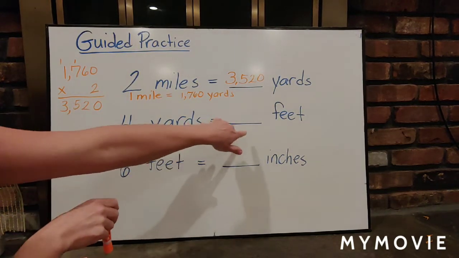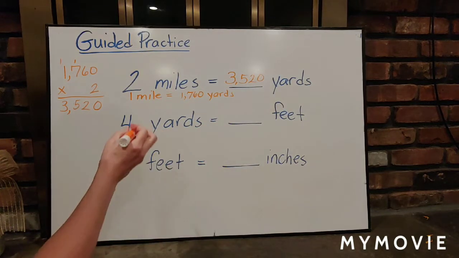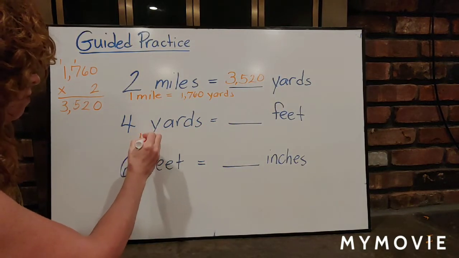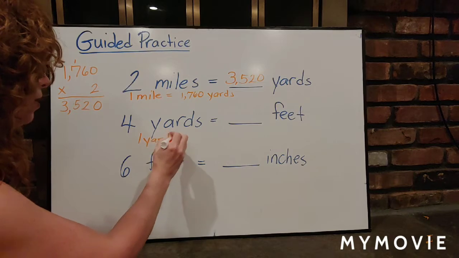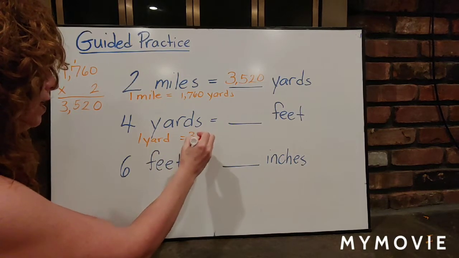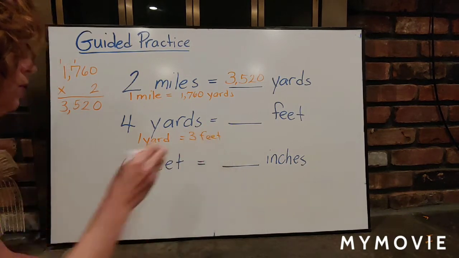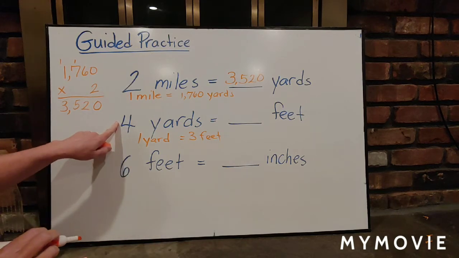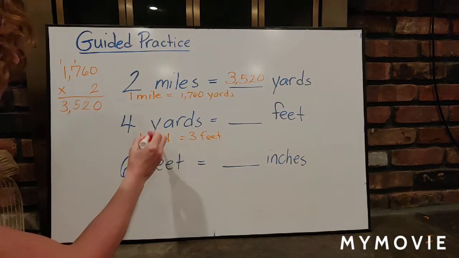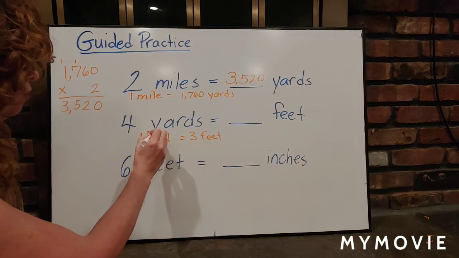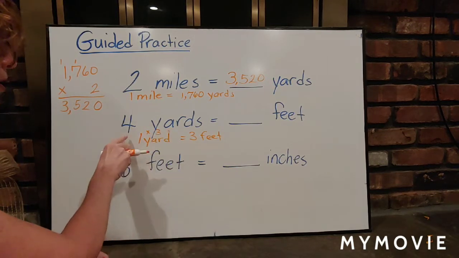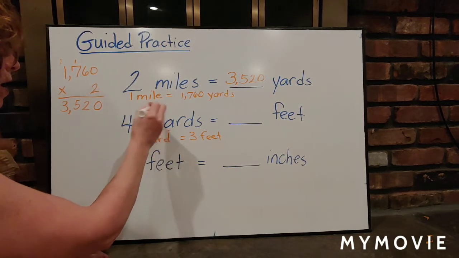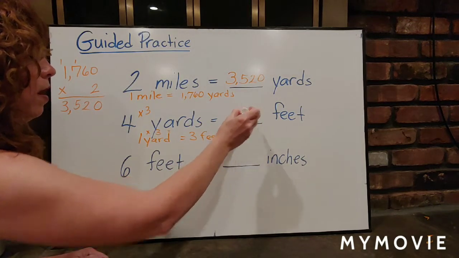4 yards equals how many feet? Well, 1 yard, if you remember from our solve and share, equals 3 feet, which means we'd have to take our 4 and multiply times 3. So 4 times 3 equals 12 feet.